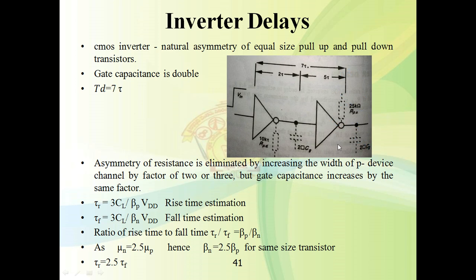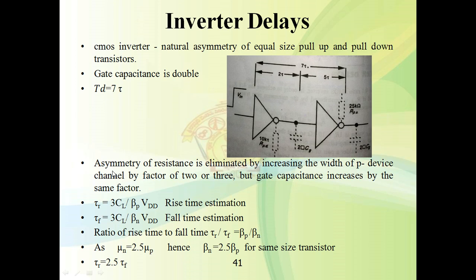Therefore, the time required to discharge this capacitance is 2 tau, so the total time is 5 tau plus 2 tau, which is 7 tau. So for the CMOS inverter, the time delay is equal to 7 tau.